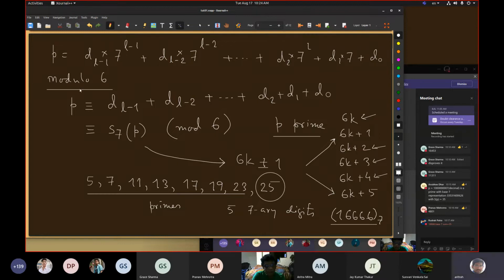Okay. So this is standard modular arithmetic. Maybe we will come to that later. Okay. So there is no problem.